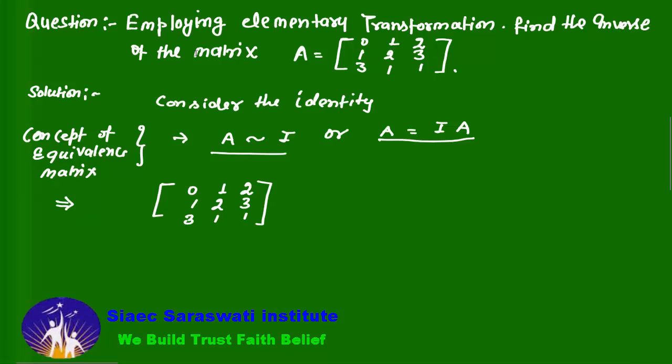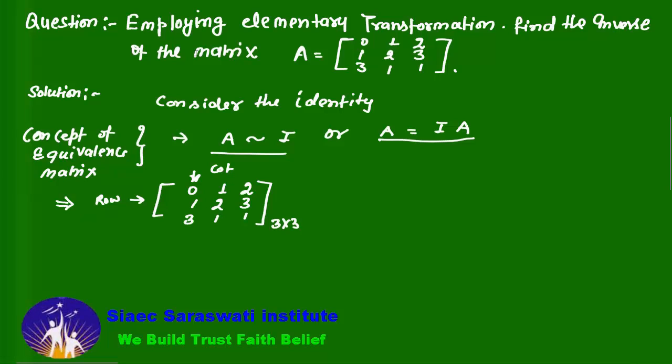So as you know, here are row 1, row 2, row 3 and column 1, column 2, column 3. These are the rows and these are the columns. Here the order of the matrix is 3 by 3.